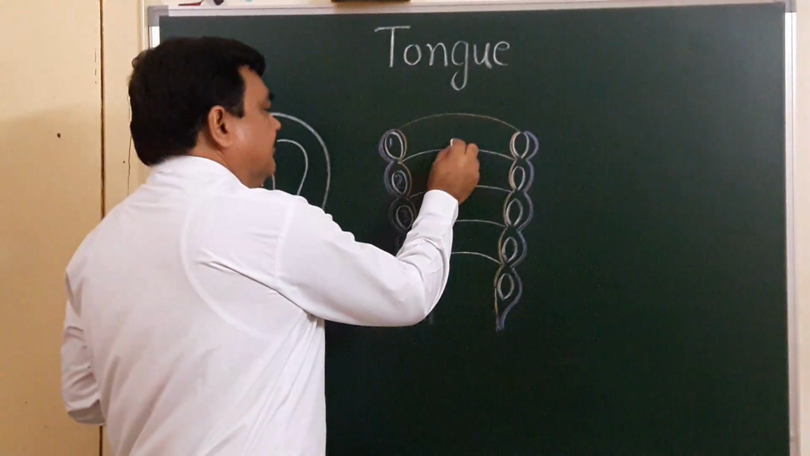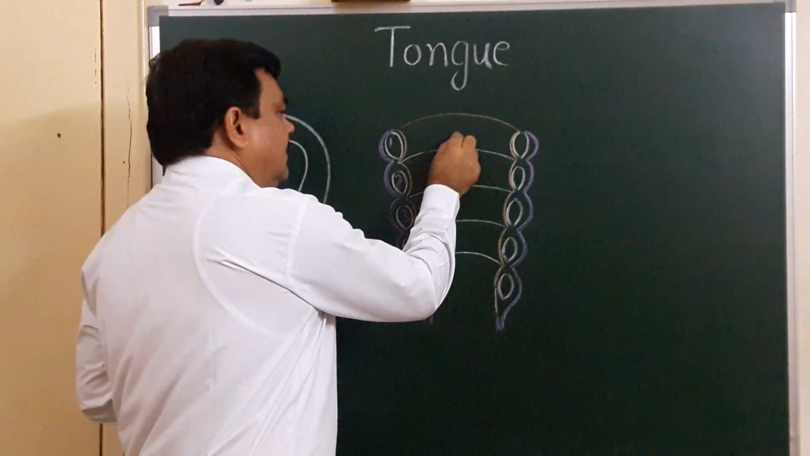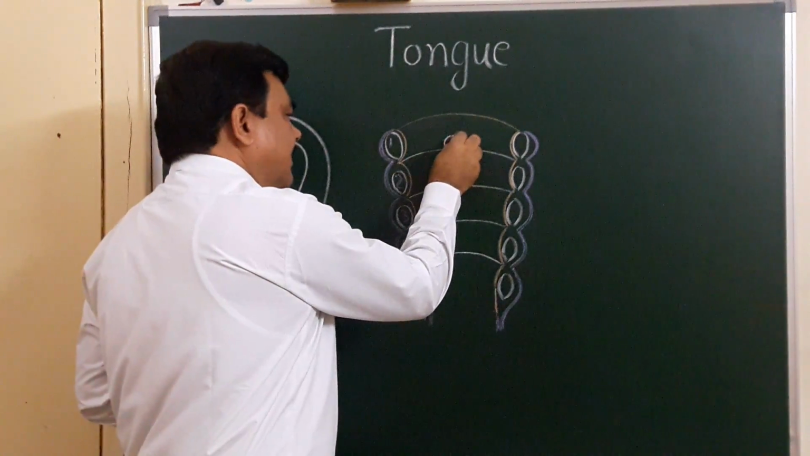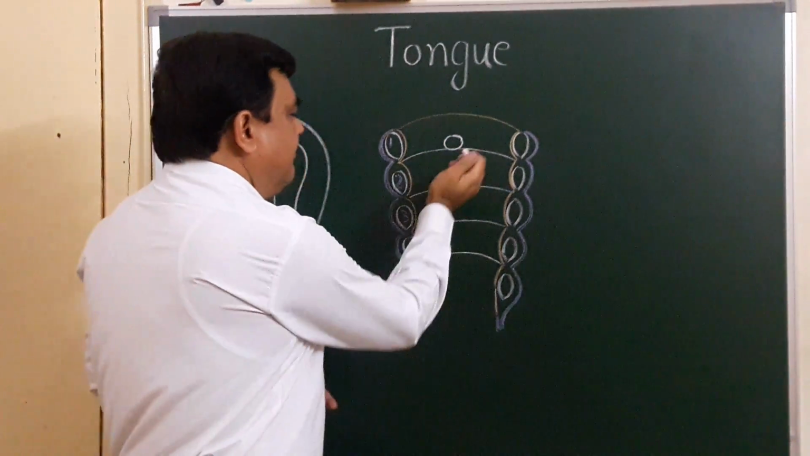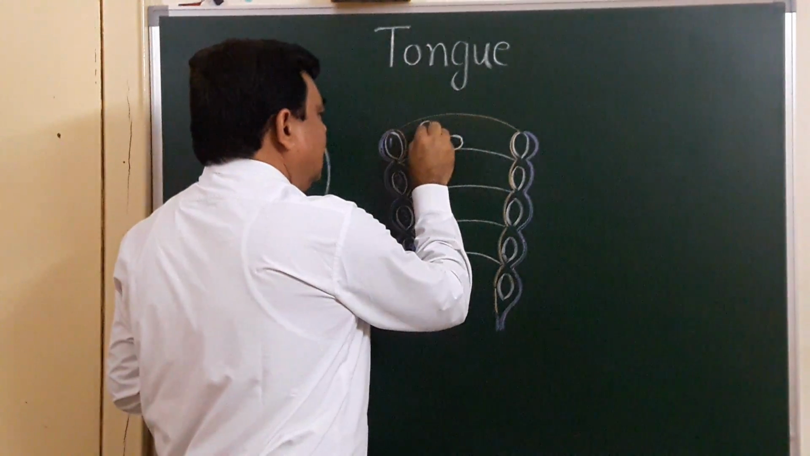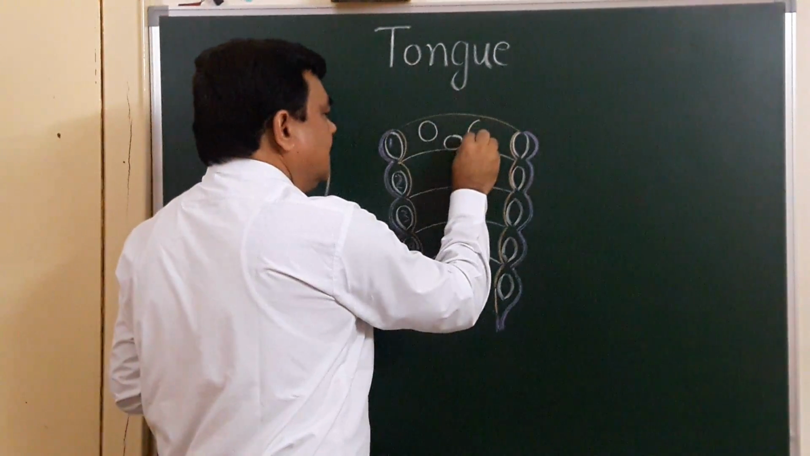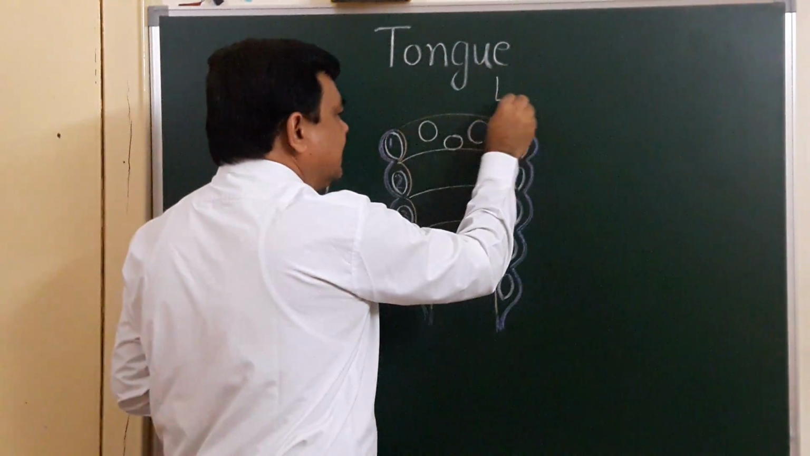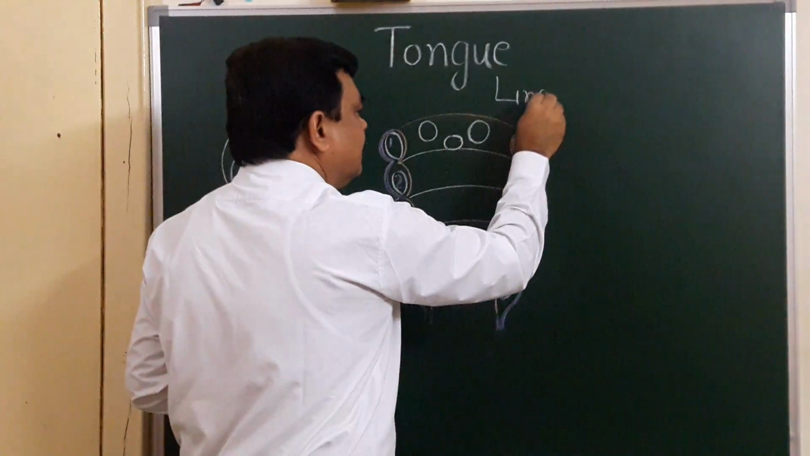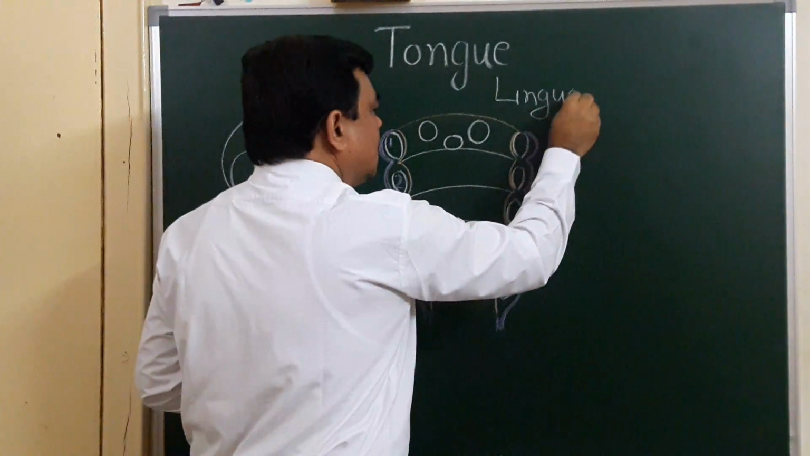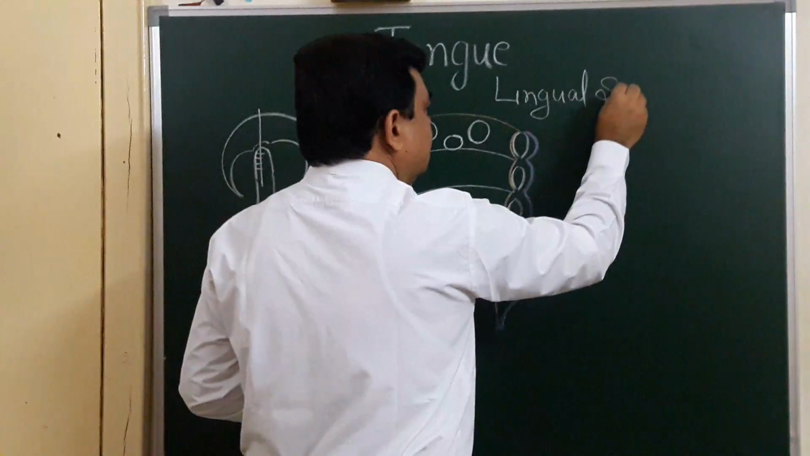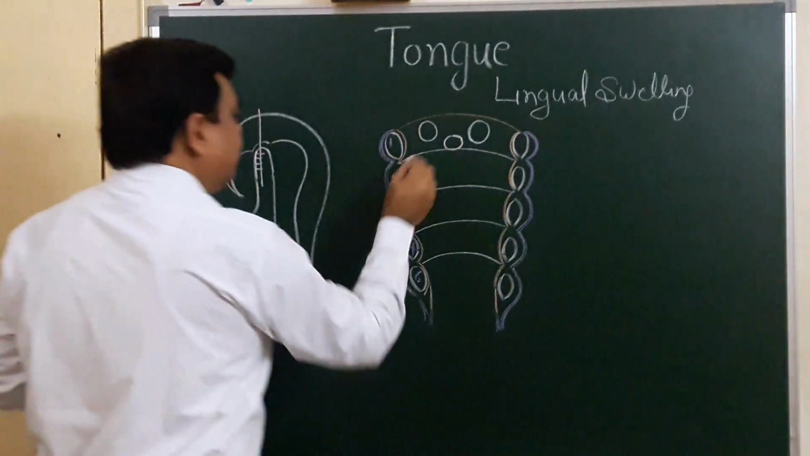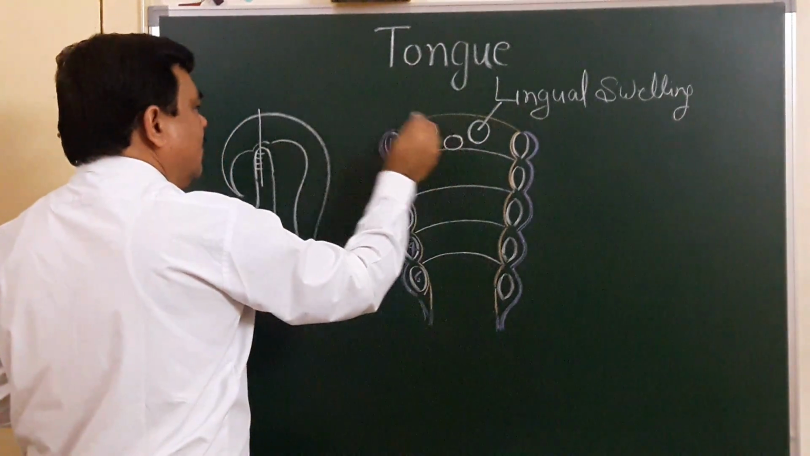Here is the midline. In the midline a thickening appears. This is the tuberculum impar, and under it two swellings appear. These are the two lingual swellings, and this is the tuberculum impar.